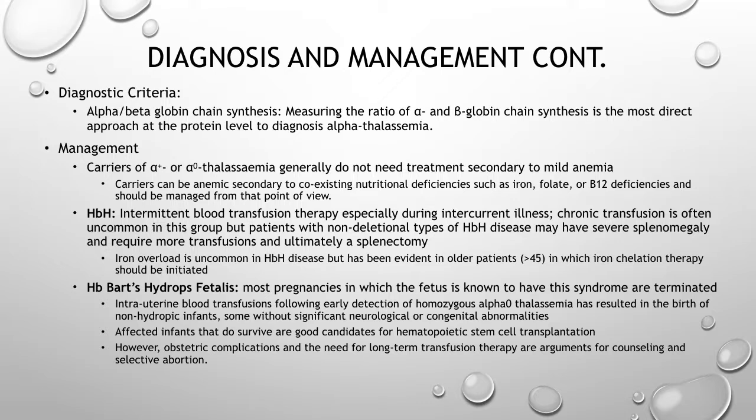In the HB Bart's hydrops fetalis, most pregnancies in which this is diagnosed have terminated. So intrauterine blood transfusions following early detection of homozygous alpha-0 thalassemia has resulted in the birth of non-hydropic infants, some without significant neurological or congenital abnormalities. But affected infants that do survive are good candidates for hematopoietic stem cell transplants. And HB Bart's hydrops fetalis often causes obstetric complications and the need for long-term transfusion therapy. Those are both arguments for counseling and selective abortion.